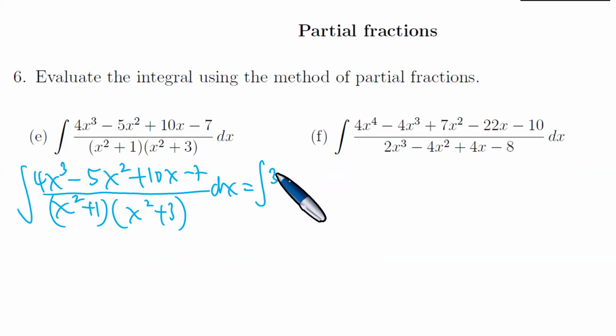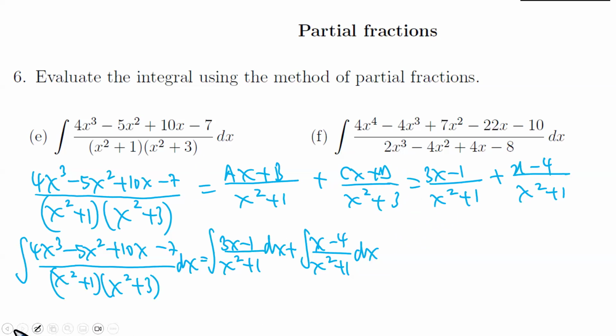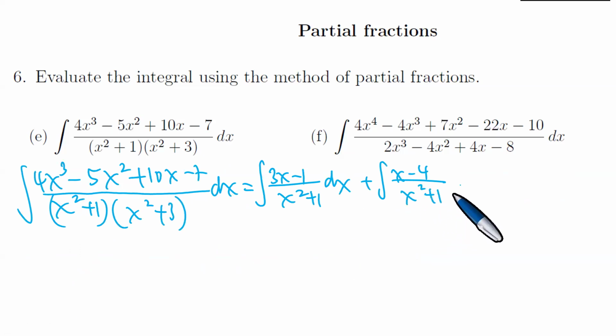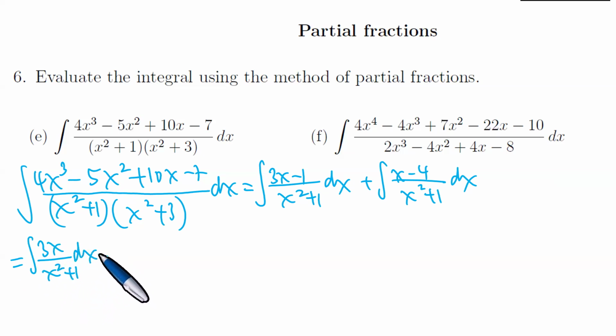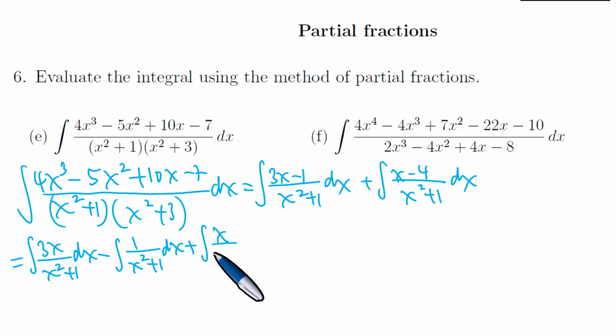Which is 3x, okay, which is x minus 4 over x squared plus 3 dx. Which is the integral of 3x over x squared plus 1 dx, minus the integral of 1 over x squared plus 1 dx, the integral of x over x squared plus 1 dx, and 1 over x squared plus 1 dx.